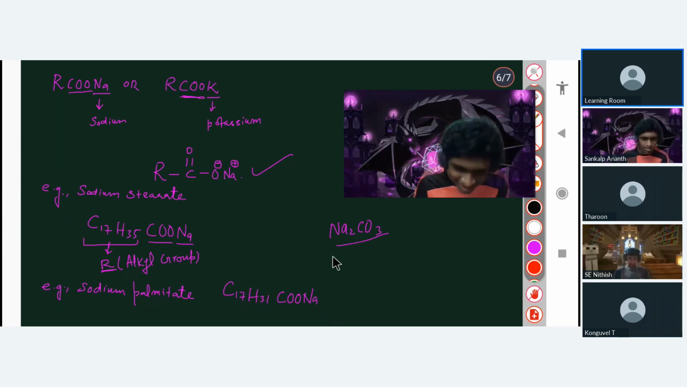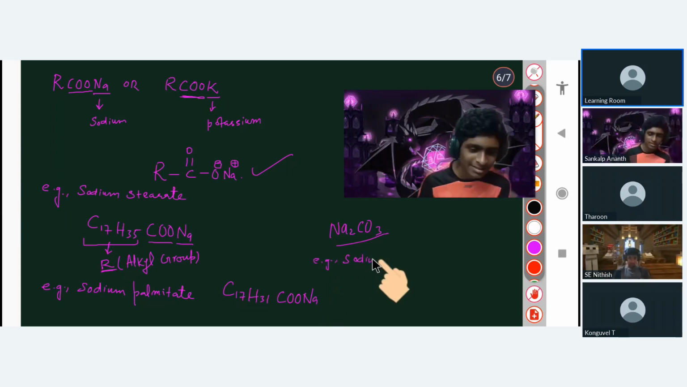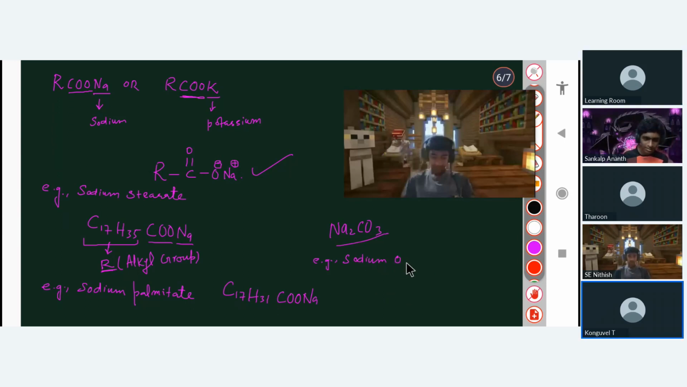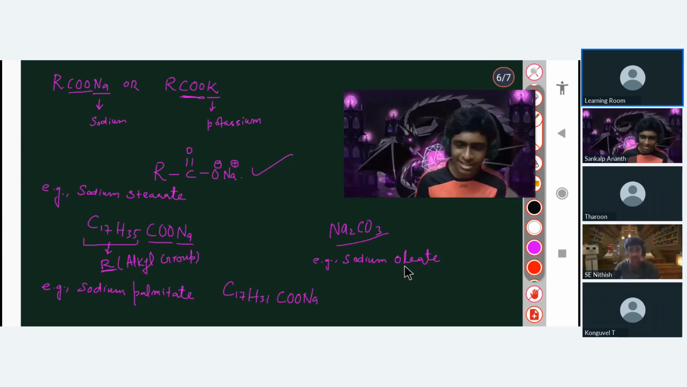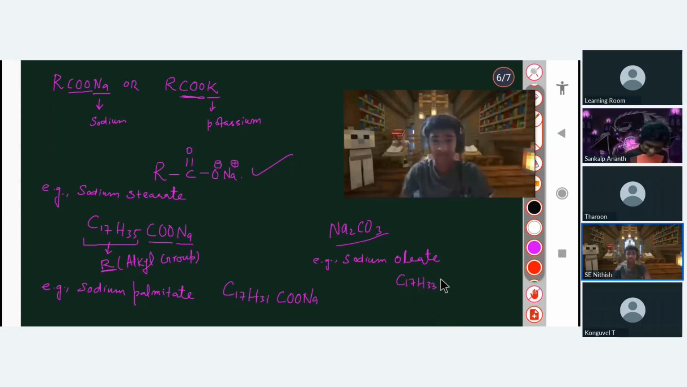Similarly, another example of soap is sodium oleate, C17H33COONa. So these are the three examples of soaps. I hope you have got what actually soap is. It is the sodium or potassium salt of higher fatty acid, right?